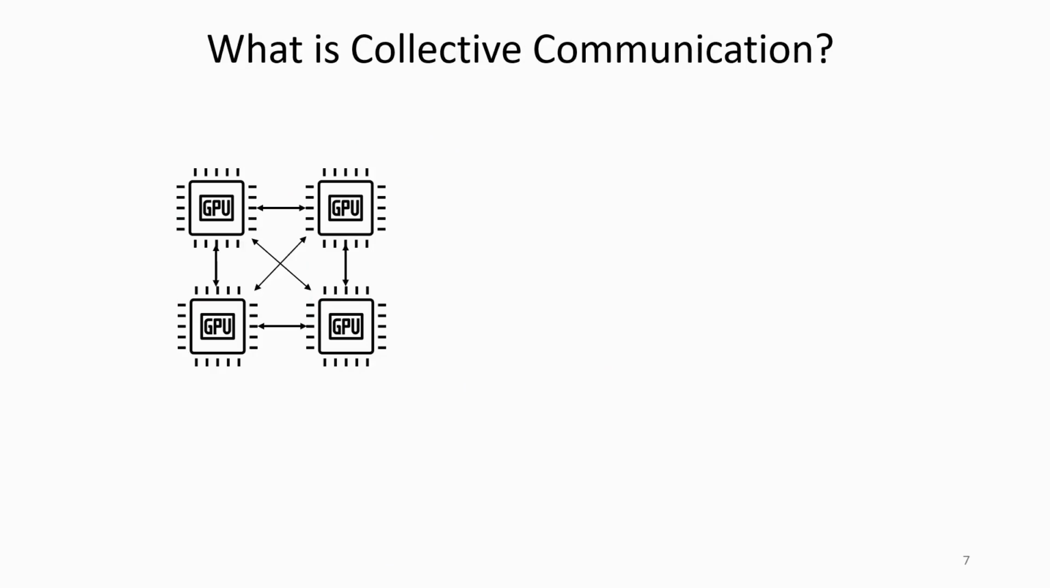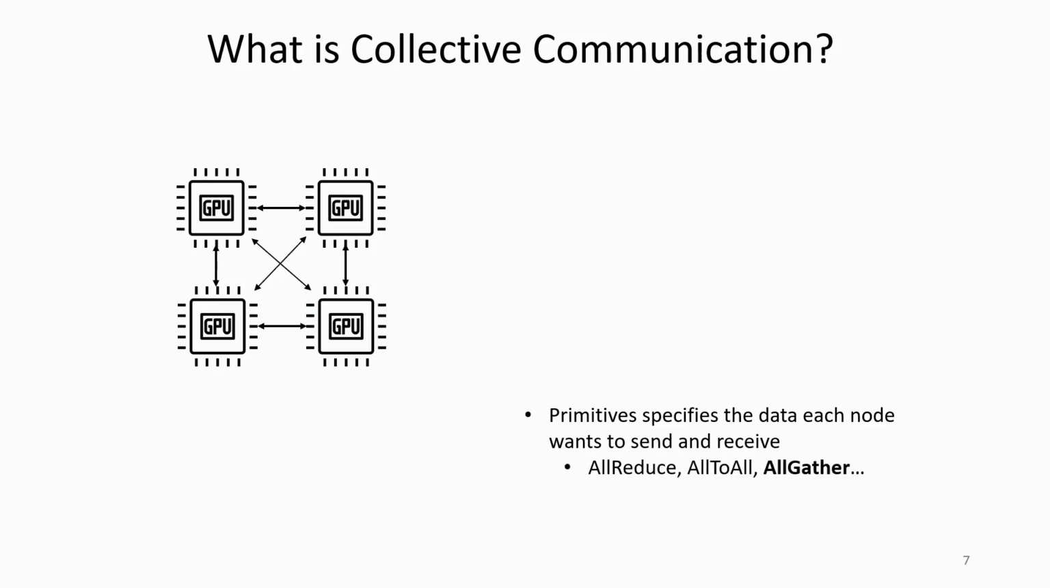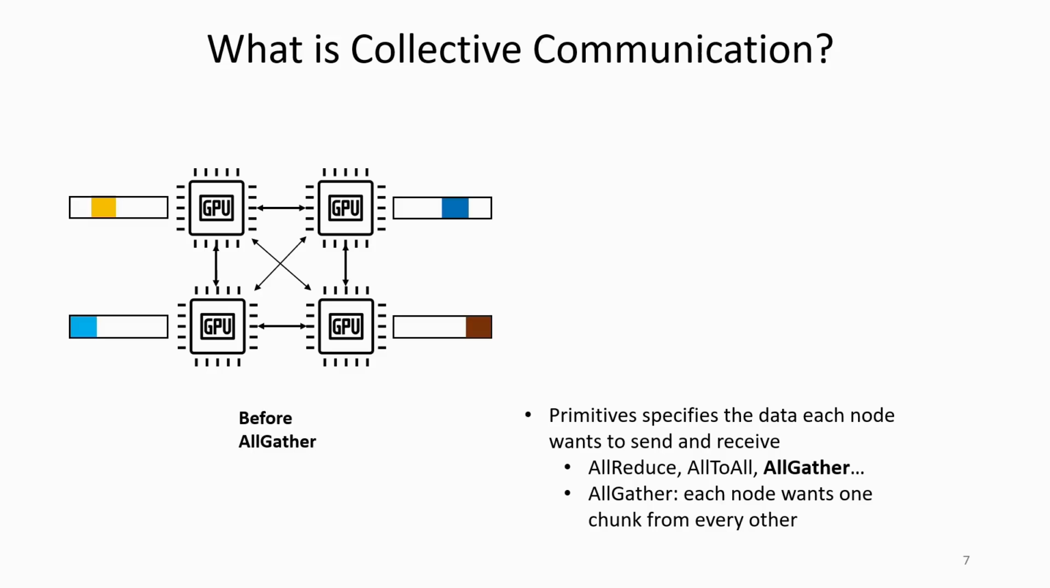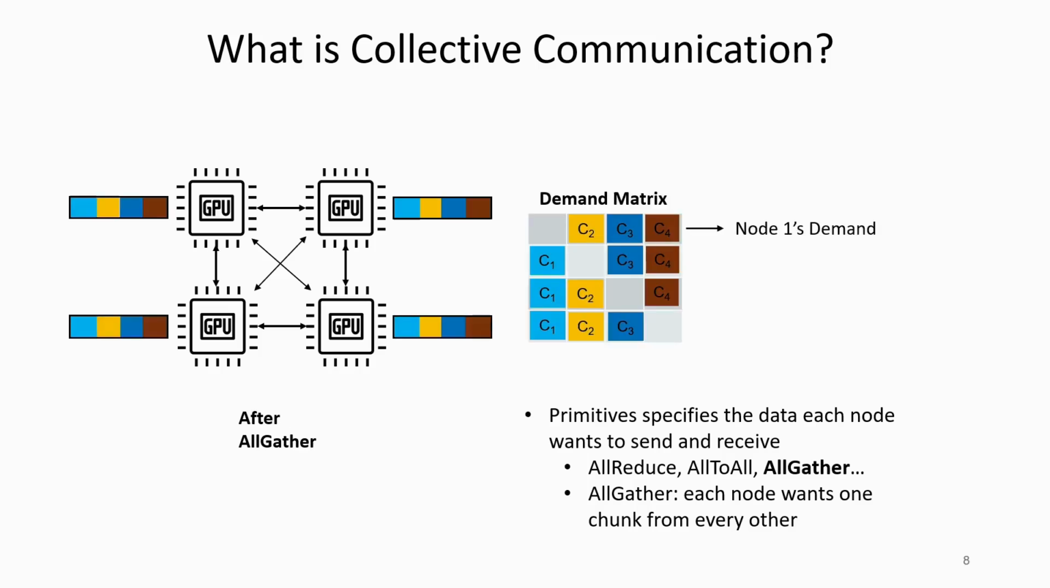So what exactly is this collective communication that causes this bottleneck? There are many kinds of collective communication primitives. Each of them specifies what each node wants to send, which will start at its input buffer, and what this node wants to receive, which would end up at its output buffer. Let's take allGather as an example. In allGather, each node wants to share one chunk of data to everyone else. So at the beginning, before allGather, all the nodes start with one chunk. And after allGather, all the nodes now have one chunk from every other node.